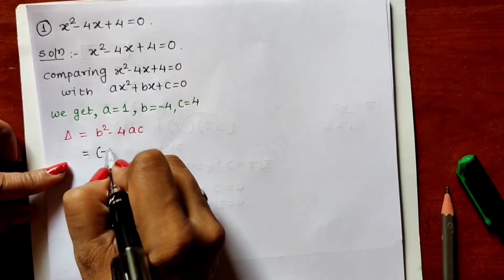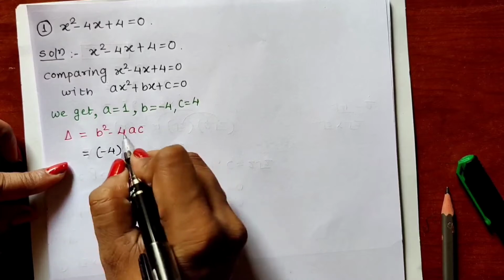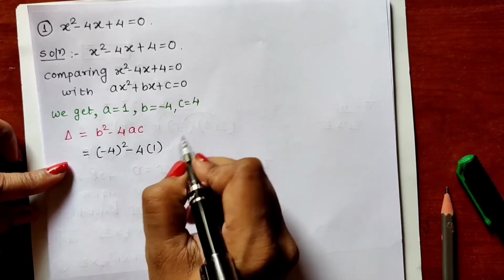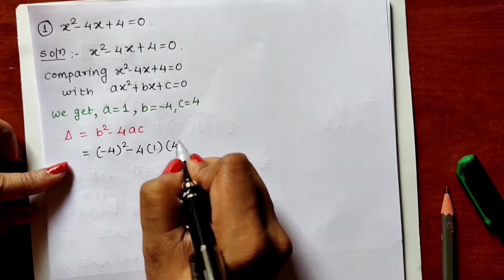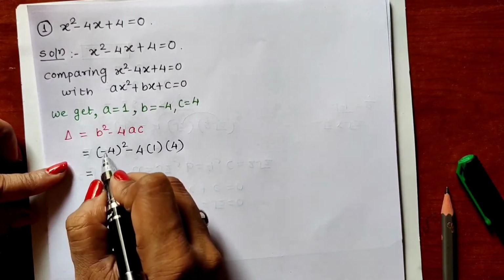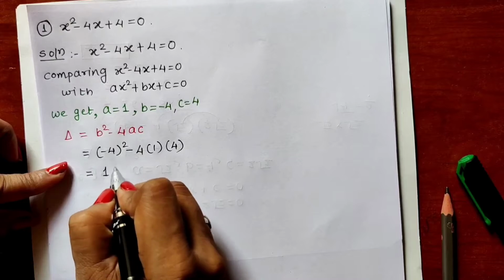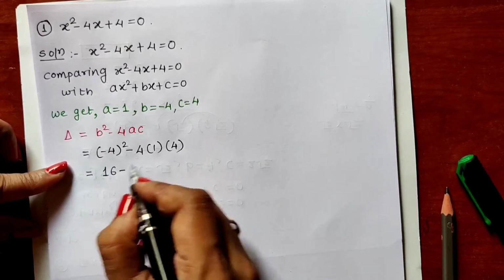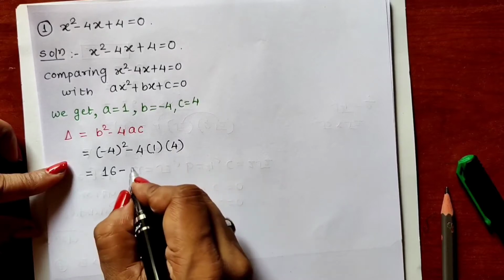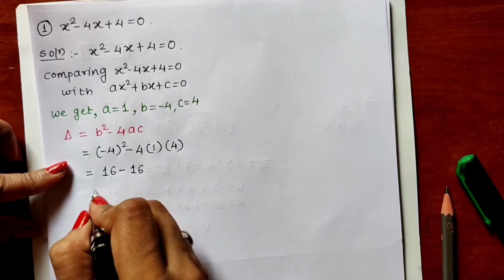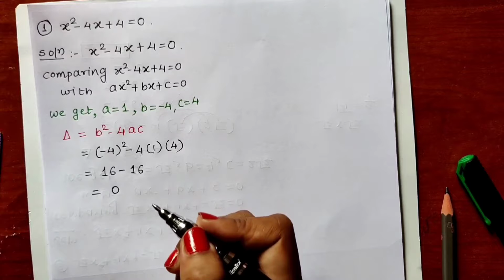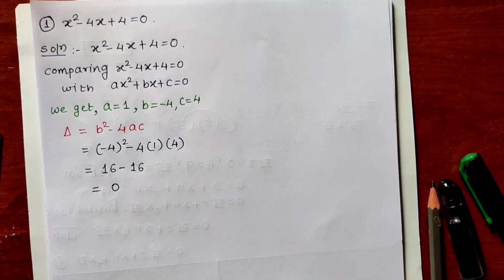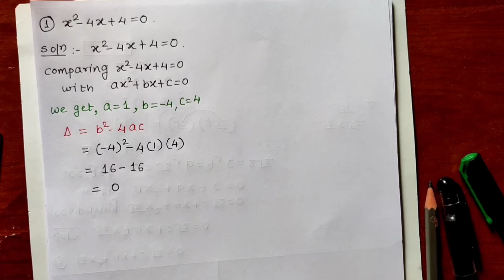b is minus 4, so minus 4 square minus this 4 as it is from the formula. Value of a is 1, value of c is 4. Now minus 4 square is plus 16. Square of a negative number is always positive. Minus sign is there. 4 ones are 4, 4 fours are 16. 16 minus 16, we are getting 0. So here delta is equal to 0.